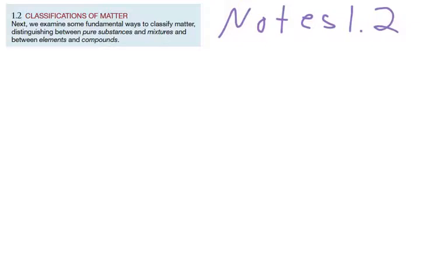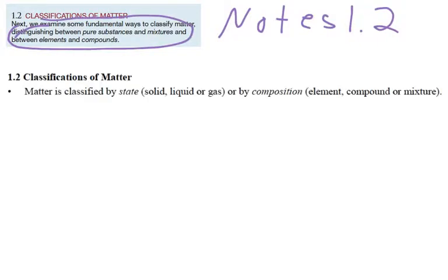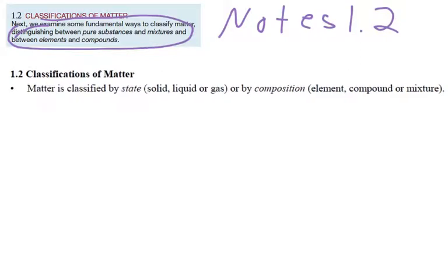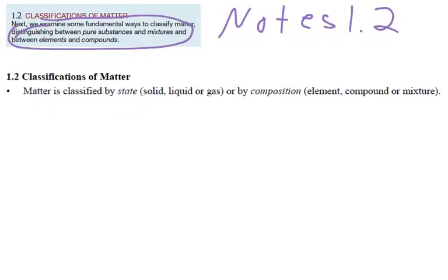In this, very basic ways to classify matter. Some of the terms we'll be looking at: pure substances, mixtures, elements, compounds. So matter can be classified by state, solid, liquids, or gas, or by composition, an element, compound, or mixture. We'll look a little at each of these.